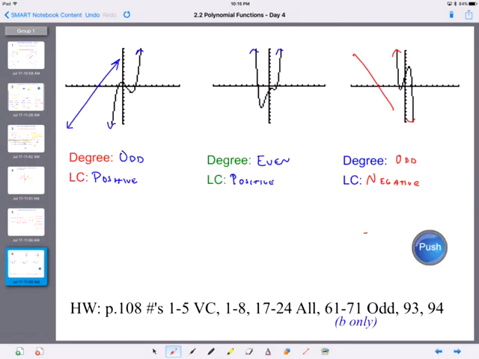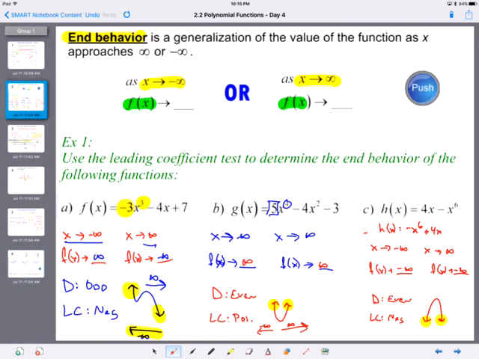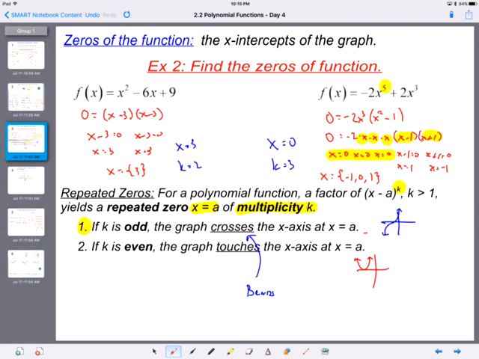Alright, so that is the end of 2.2 day 2 with polynomial functions, talking about end behavior and the leading coefficient test, and also really getting into this idea of multiplicity, which is going to be a big thing in terms of solving higher degree polynomials. So we'll continue to work on that as we build through all this polynomial function stuff.